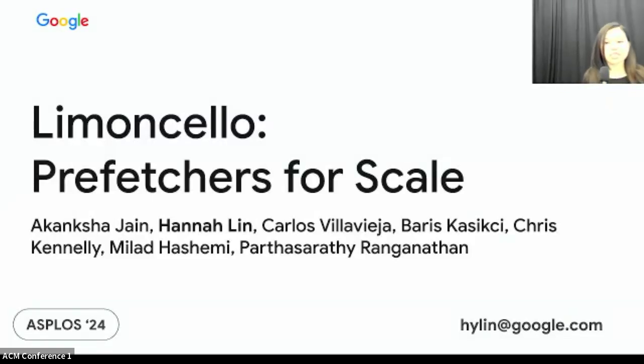Thanks, Akanksha, for the introduction. As Akanksha mentioned, I'm here to share with you all about Limoncello, a software system for prefetching data at scale.